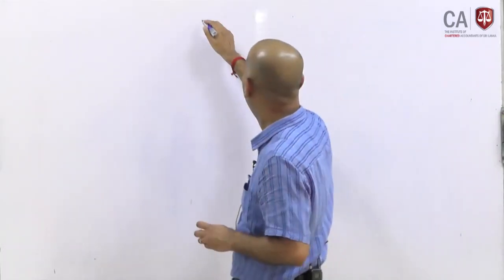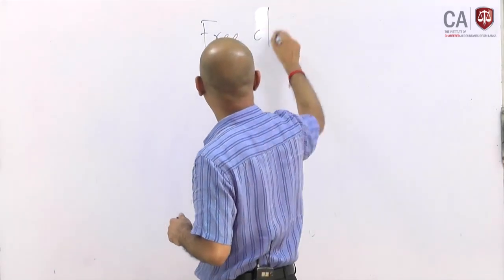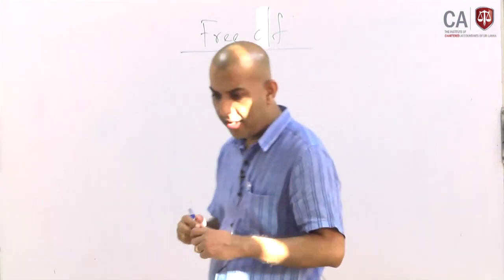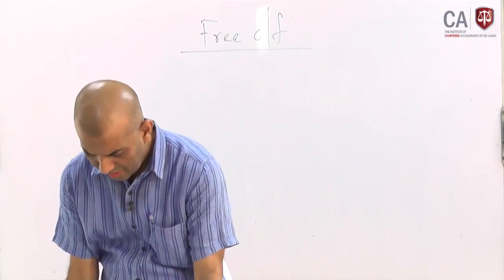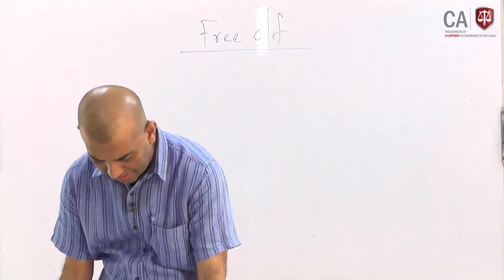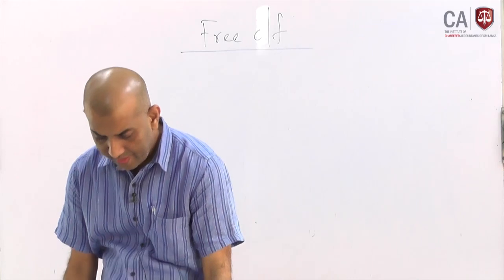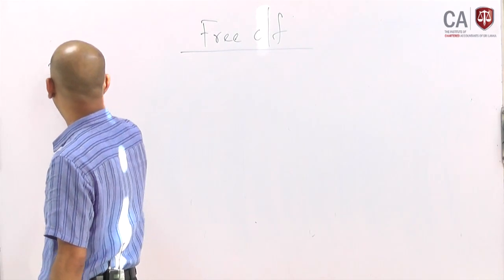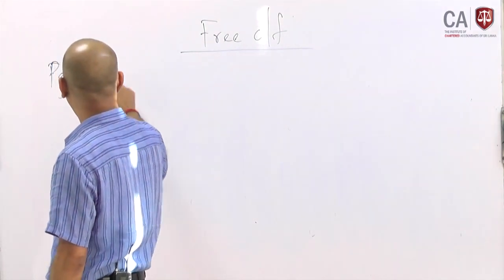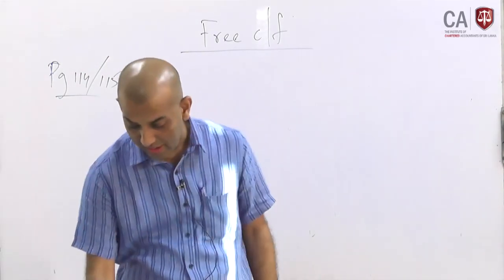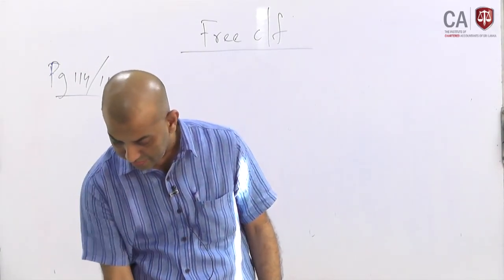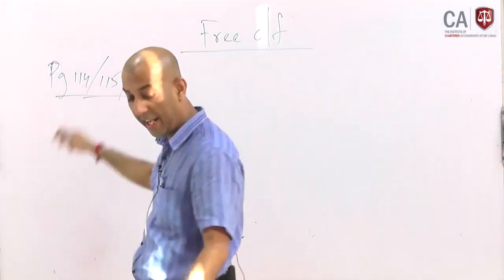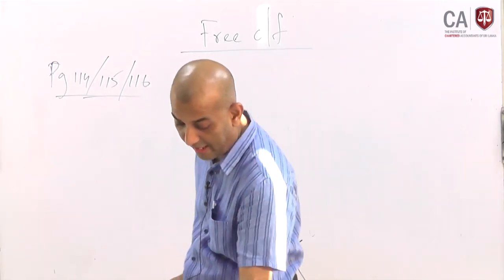Then moving on to the other method, which is called the free cash flow method of valuation. If you take chapter 5, the free cash flow is given on pages 114 and 115, just giving you some idea about the free cash flow method of valuation. Actually pages 115 and 116 all talk about the cash flow basis of valuation. So can you please take that?